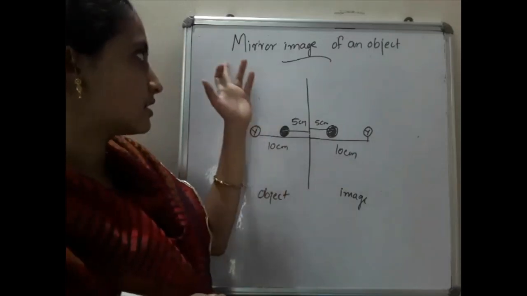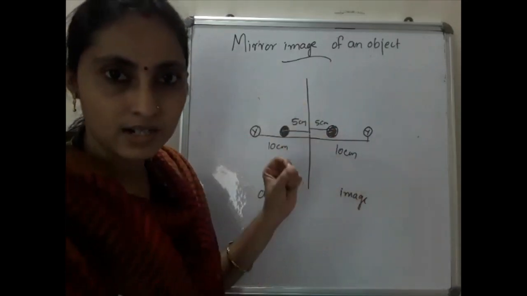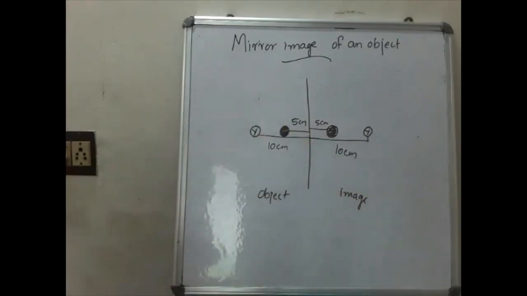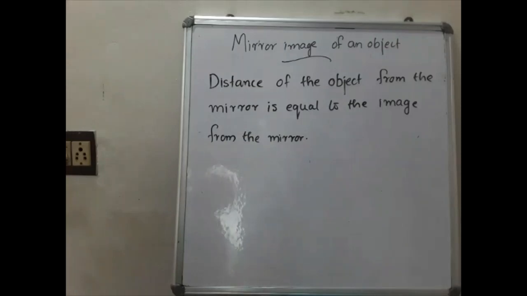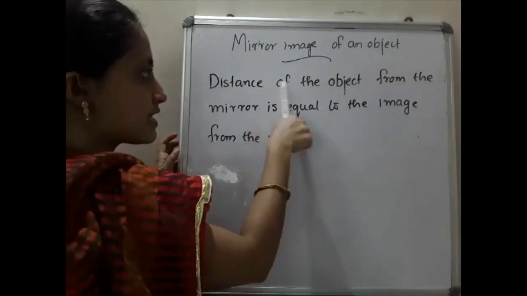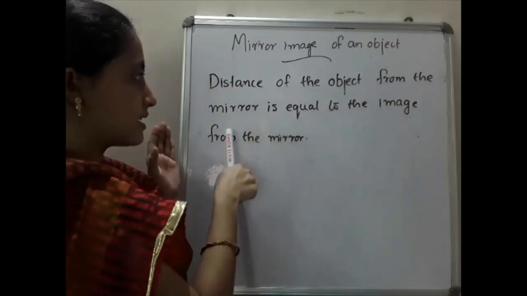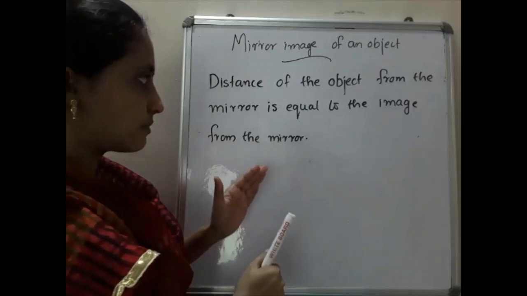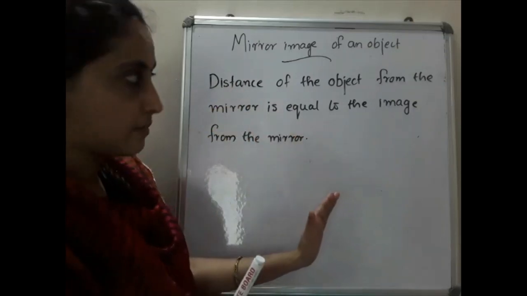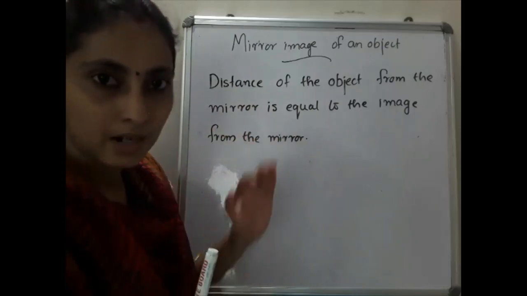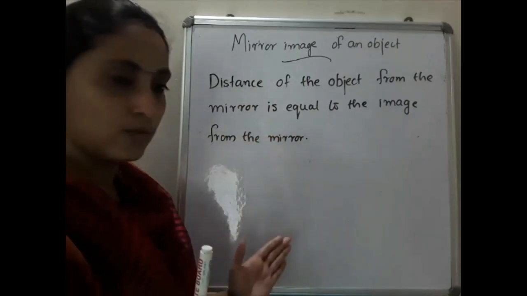So please write the heading: mirror image of an object. One note is there that you also want to write. Please write this in your notebook: the distance of the object from the mirror is equal to the distance of the image from the mirror. Both are the same. I will explain that using the balls.